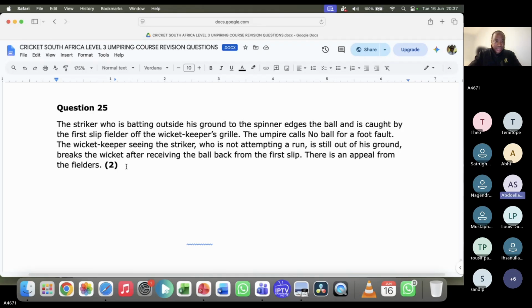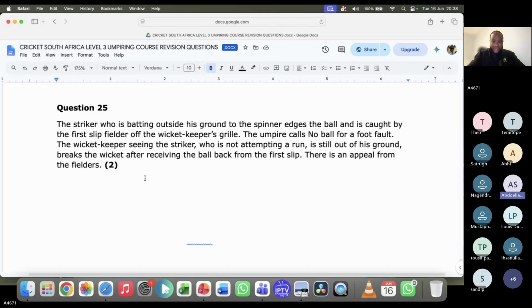Nothing yet, Tom. Just give it a few more seconds. What's important to note here is that this is a no ball and the striker is not attempting a run. But we also need to note that the throw came in from the first slip fielder.